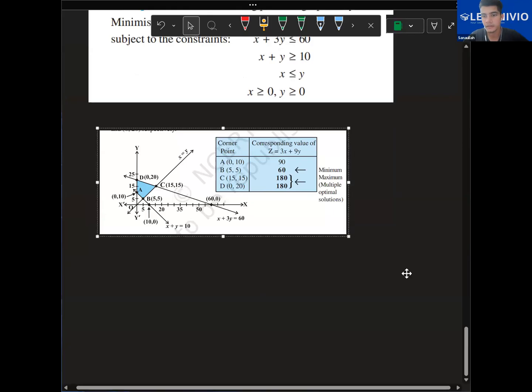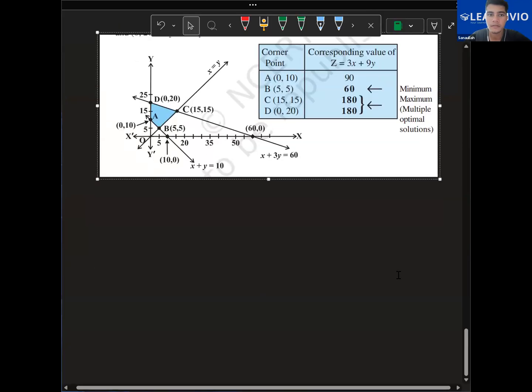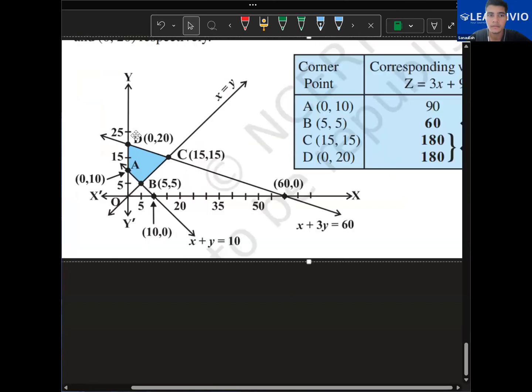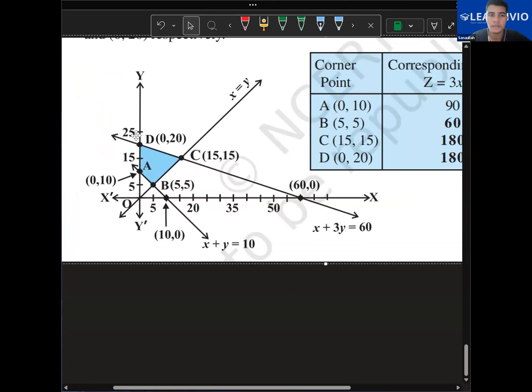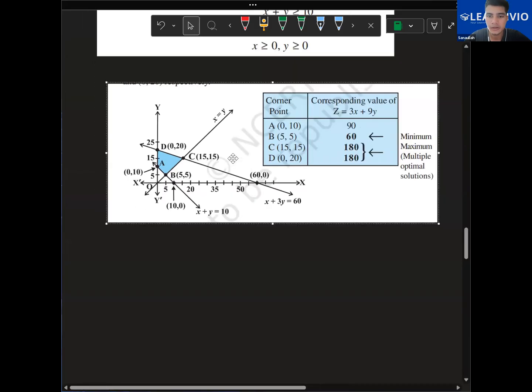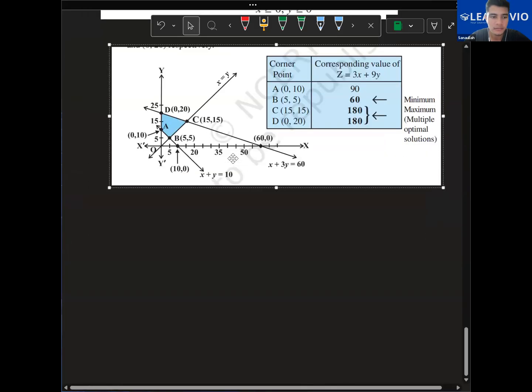Something like this. Check where the mistake happened. Done, sir. I got the line x equals y, that is why. Okay, okay, okay. So now is it clear?